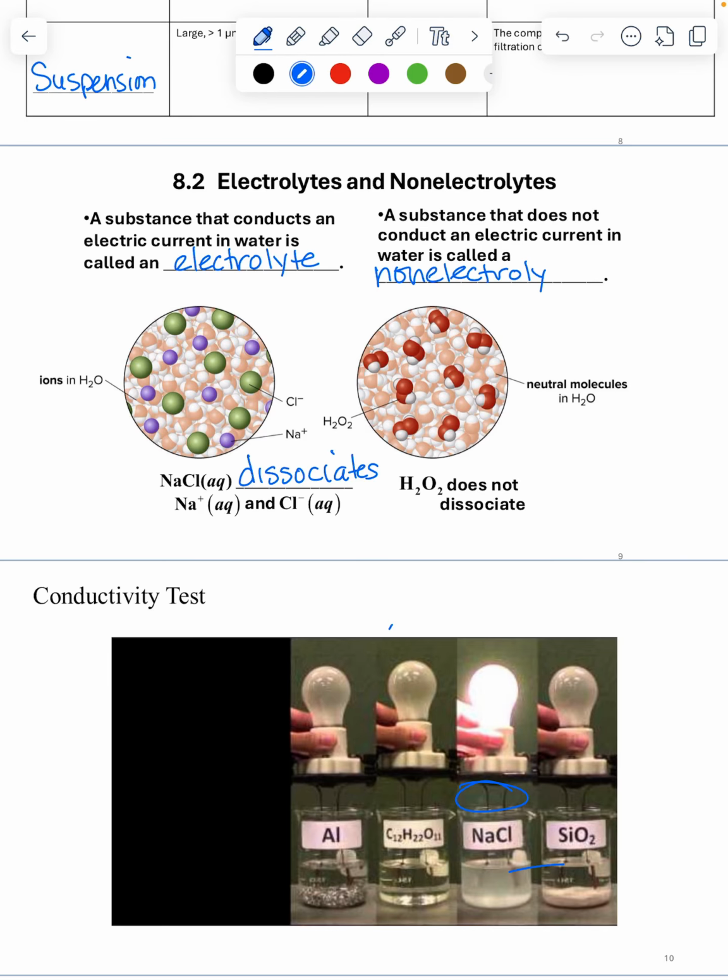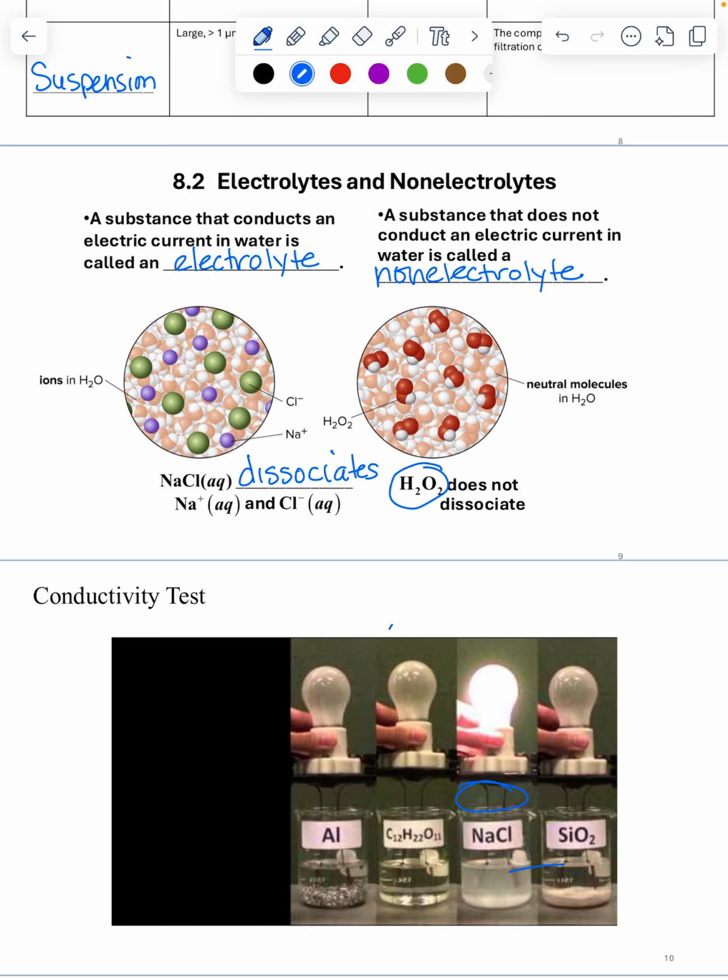And the example that they have here is hydrogen peroxide, H2O2. And you can see the difference here. These hydrogen peroxide particles, these brighter colored ones here, are not separating into ions. They are still held together with covalent bonds, and therefore they do not conduct electricity.